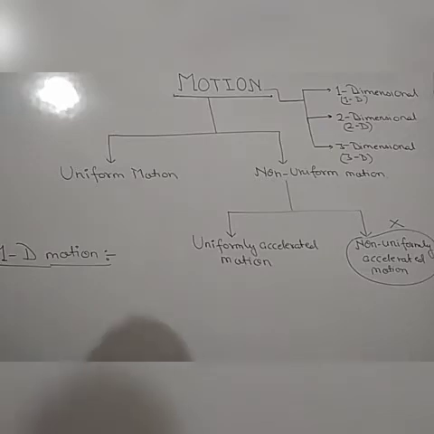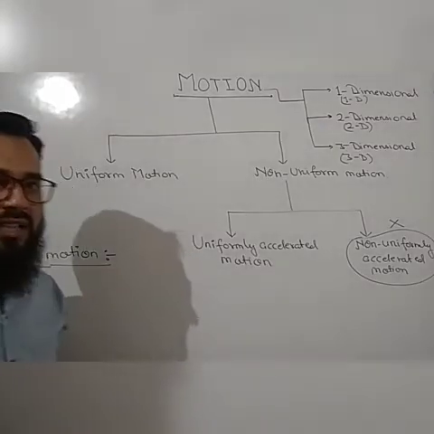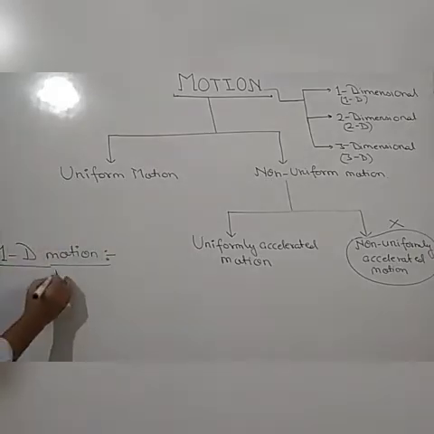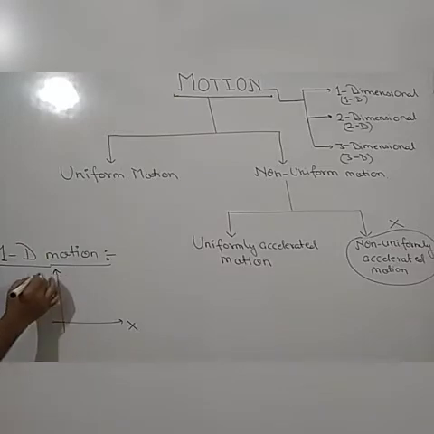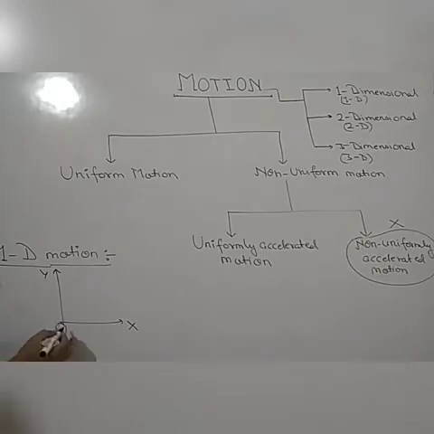So what is one-dimensional motion? As we have already discussed the coordinate axis and the frame of reference, let us suppose this is our x-axis and this is the y-axis. So this will be our origin. Let us consider it as the frame of reference. So as the word indicates, one-dimensional motion.